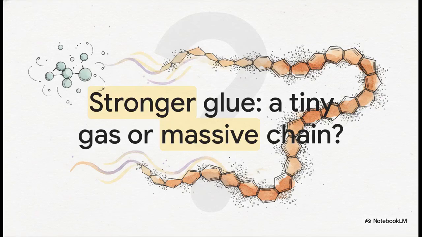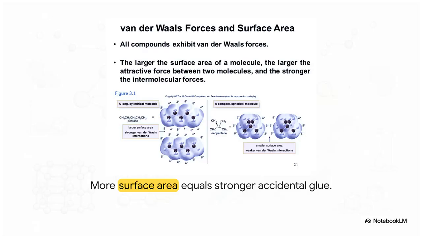So, knowing that this accidental glue relies on electrons randomly bunching up, let's think about this. Who's going to have a stronger accidental glue? A tiny, compact gas molecule with just a few electrons, or a massive, long carbon chain with a huge surface area? The rule here is super simple. More surface area equals stronger accidental glue.